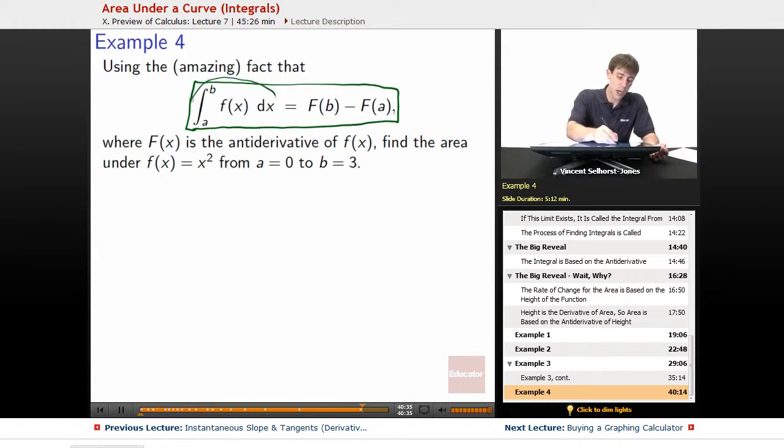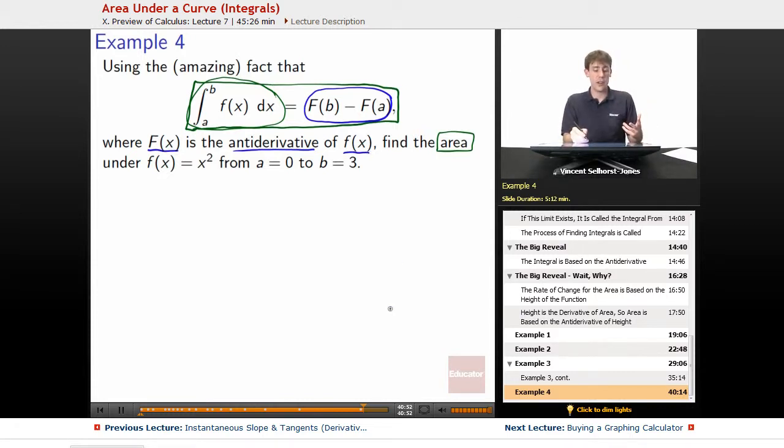So this part right here is the area that we are looking for. What we want to do is figure out what is big F of b minus big F of a. So big F of x is the antiderivative of little f of x.